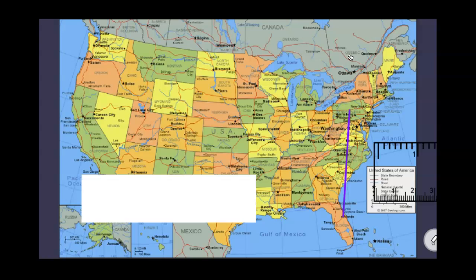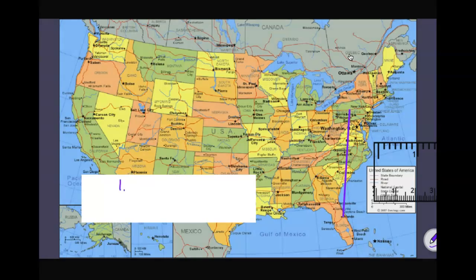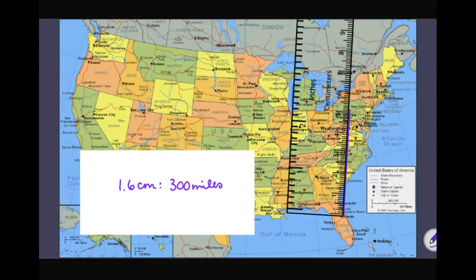And using my ruler, I get that approximately 1.6 centimeters represents 300 miles. If I measure the line segment that we have here, I get on the map from State College to Orlando is about 5.2 centimeters. So I want to figure out how these two distances compare. All right, the first thing I'm going to do is try to divide 5.2 by 1.6 to figure out what my scale factor is. So when I divide 5.2 by 1.6, I get 3.25.